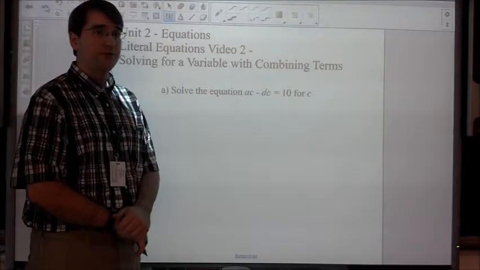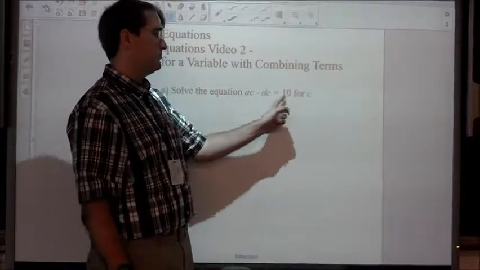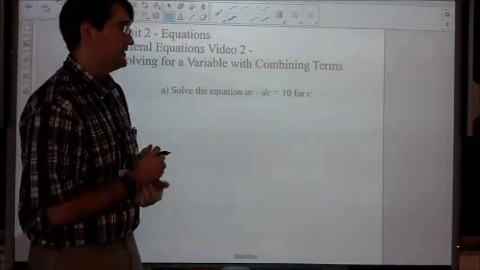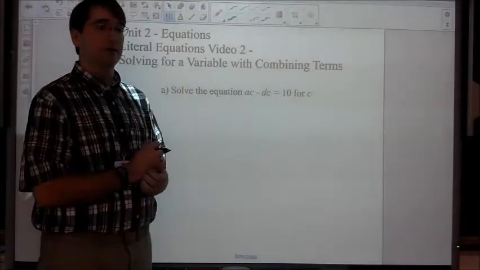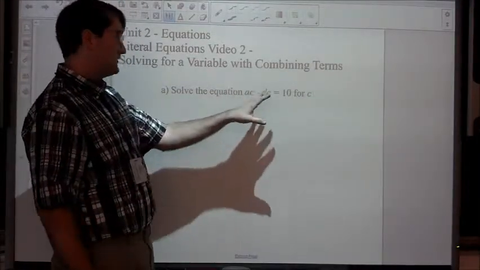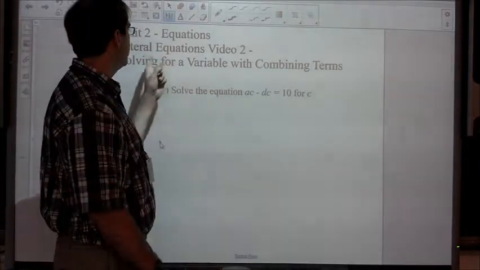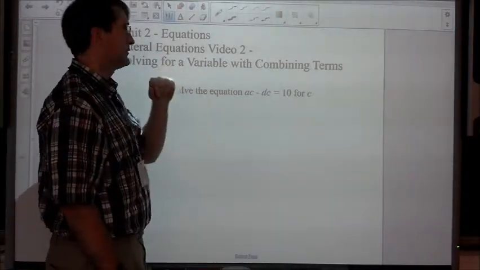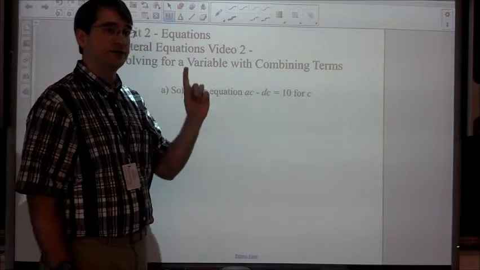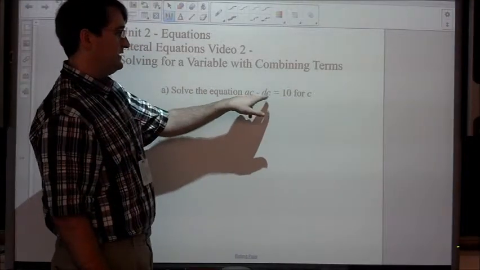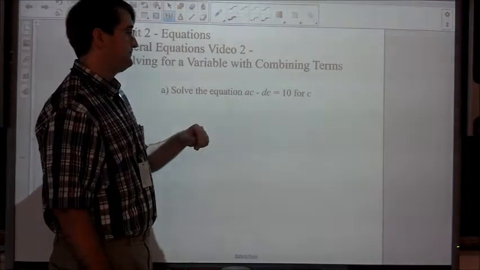Sometimes in certain equations, the variable that we're solving for appears more than once within the equation. To deal with situations like this, we have to get a little bit clever. This actually uses a similar principle that the previous video, video 1, used for literal equations. If you haven't checked that out yet, make sure that you go do so, because I have AC minus AD equals 10.